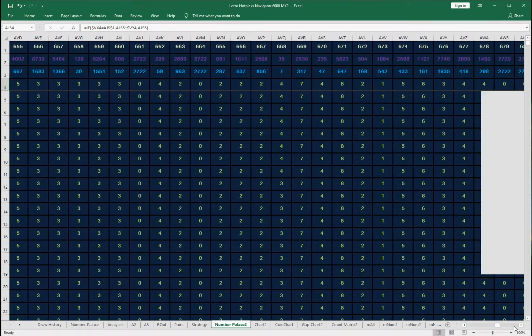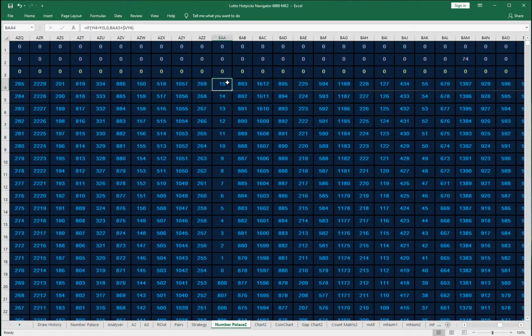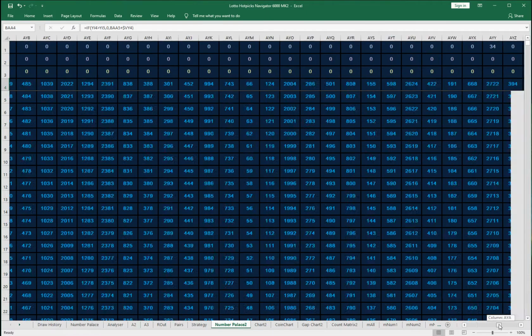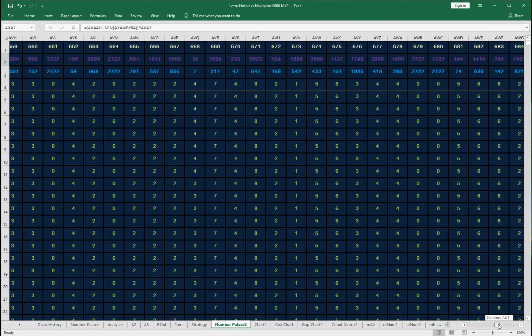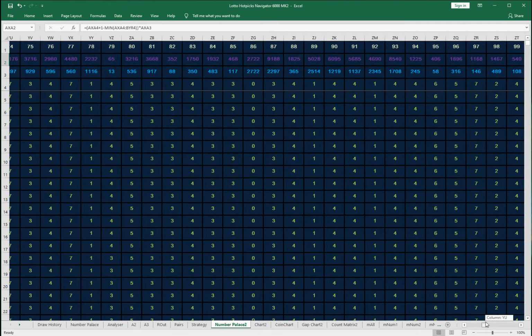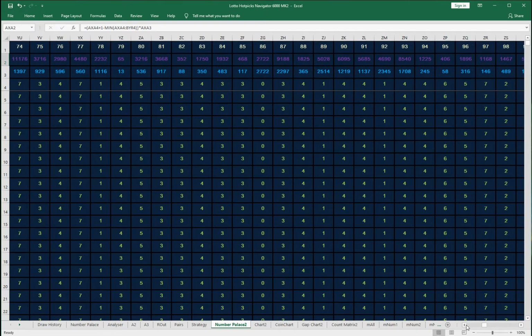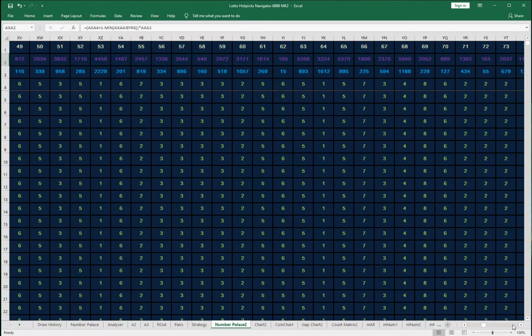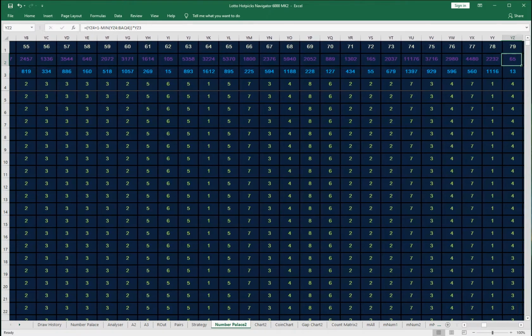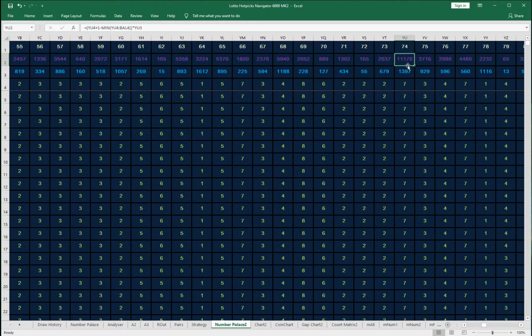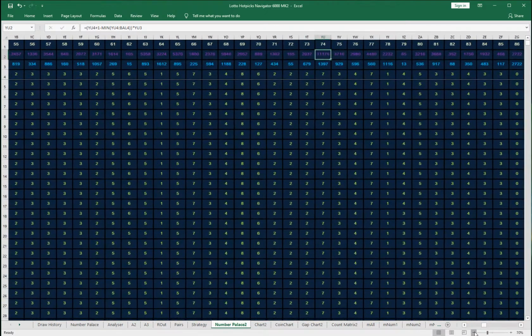And over here, I'm measuring the overdueness of each order code. And then I work out the M value from that. And it turns out that the order code with the highest M value, based on the draw history, is 74. With an M value of 11,176.